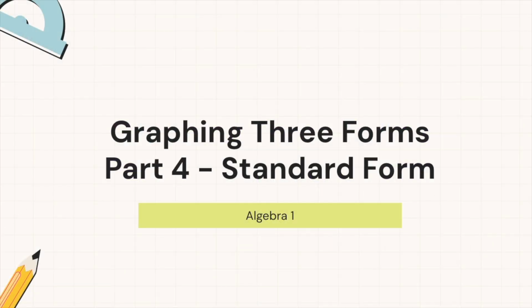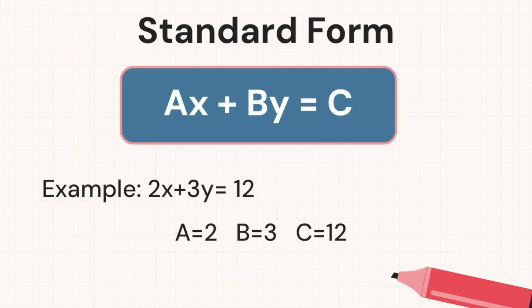Welcome back. Today we're talking about graphing the three forms, part 4, standard form. Let's take a look at what that form looks like. Standard form is written in the example below, ax plus by equals c. So for example, if you have 2x plus 3y equals 12, a is going to stand for 2, b will be 3, and c will equal 12.